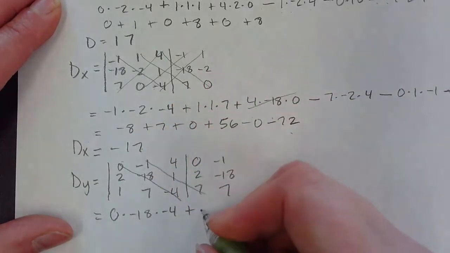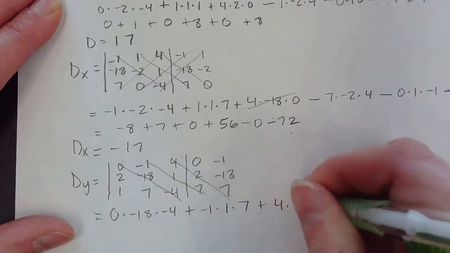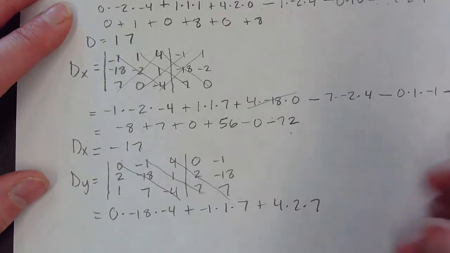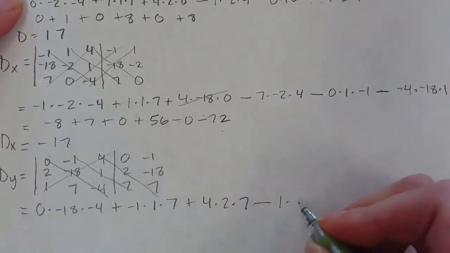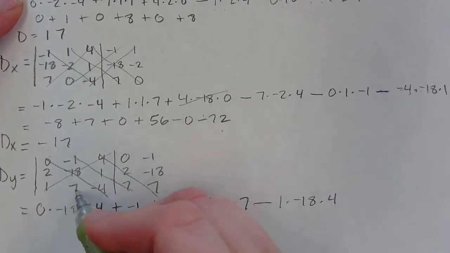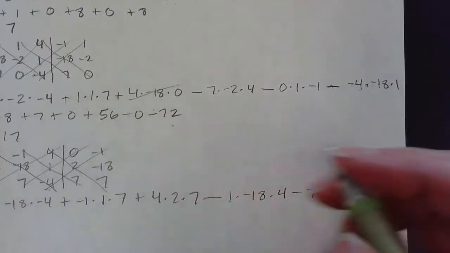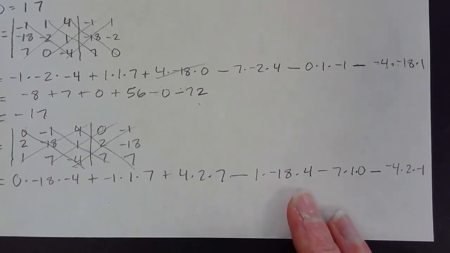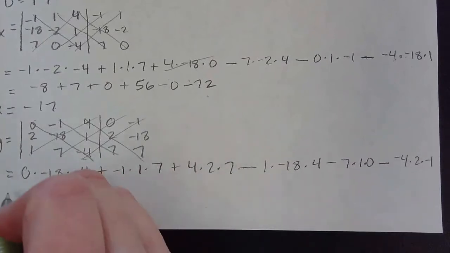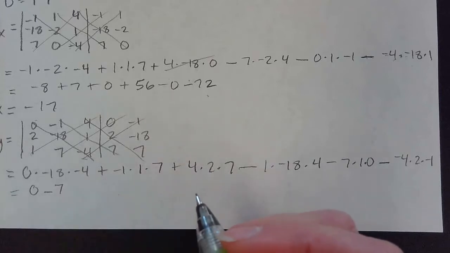Plus, let's see, -1 times 1 times 7 plus 4 times 2 times 7. Now we're going to do our minus diagonals. So 1 times -18 times 4 minus 7 times 1 times 0 minus, our last one is -4 times 2 times -1. All right, and then we're going to go through and simplify again. So this is going to be a 0 and a -7.